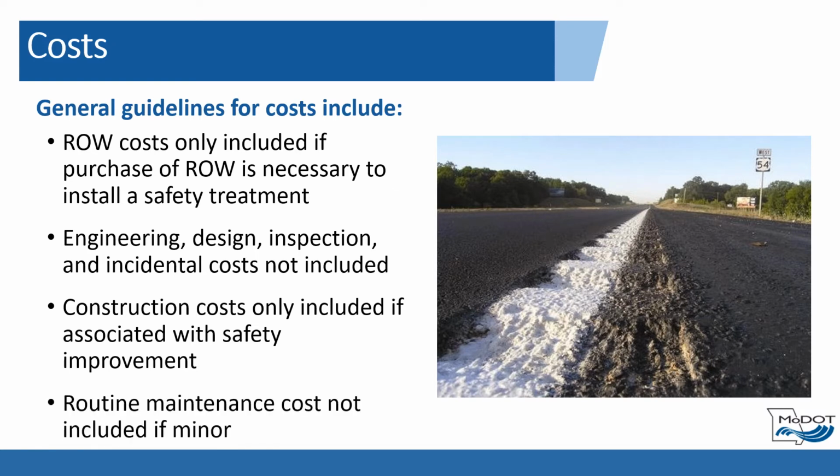Routine maintenance costs are typically not included in the project costs if the cost is minor, such as the installation of warning signs. However, if significant maintenance is required on an annual basis, such as for median cable barrier, then it should be included in the project costs.